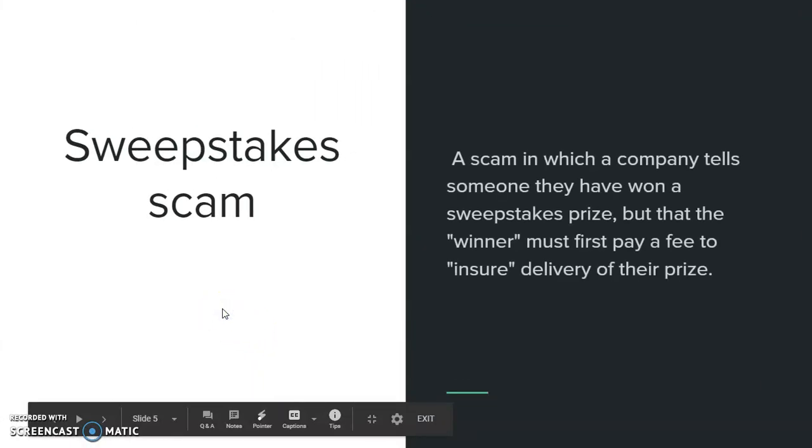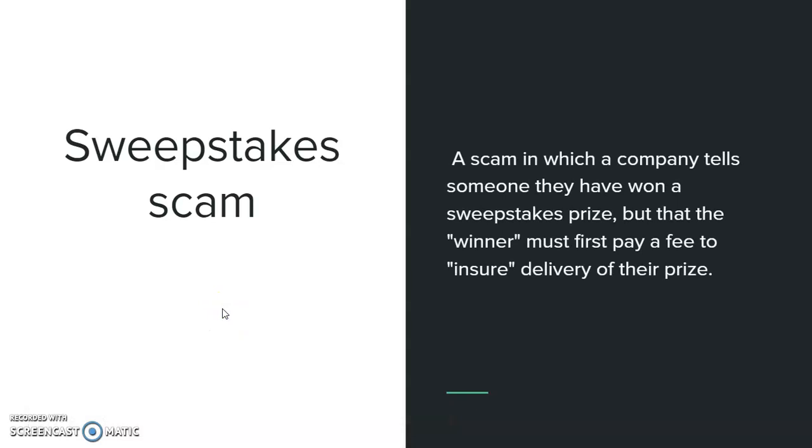Sweepstakes scams. We've seen these before. A scam in which a company tells someone that they have won a sweepstakes prize, but that the winner must first pay a fee to ensure delivery of the prize. Seriously? I mean, come on. Rule number one about fraudulent consumer scams is if it sounds too good to be true, it is. If there is a sweepstakes offering you $5,000 if you pay $200 in order to confirm that you are the winner and that your prize money can be delivered, no, absolutely not. That is not the way that things work. So don't fall into those particular scams.